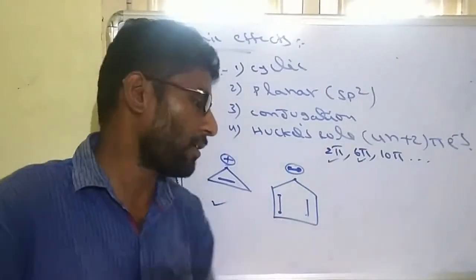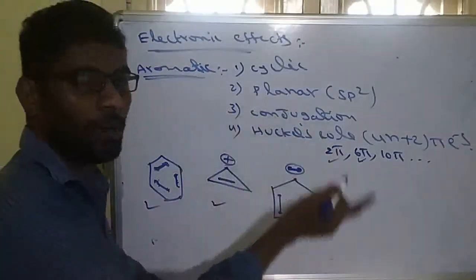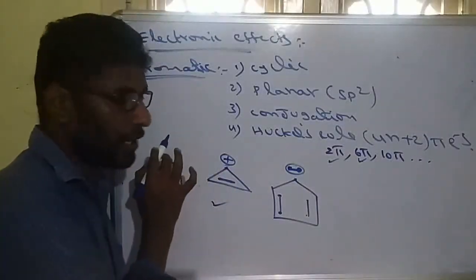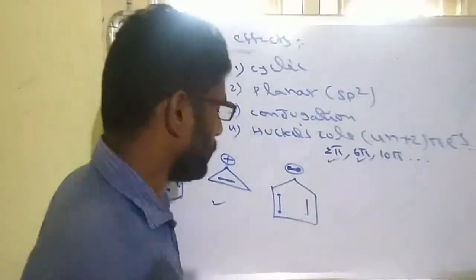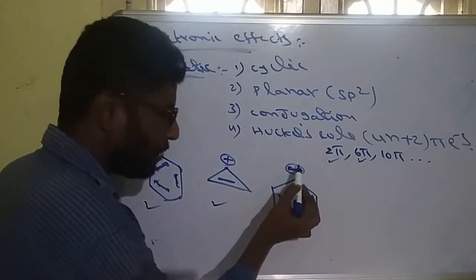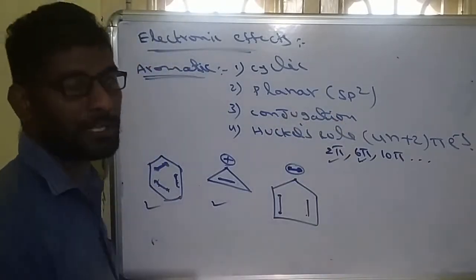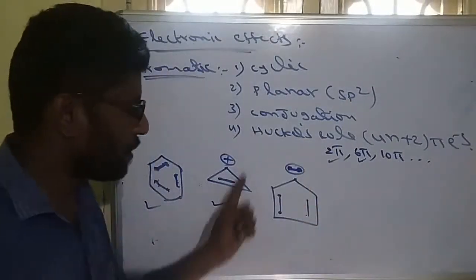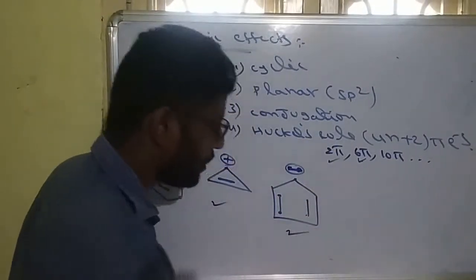So total 2 electrons. Positive means 1 electron lost, so its own electron is also lost. So it should be 0 electron. It should be 2 electron. So negative charge equal to 2 electrons. So this is nothing but lone pair. This lone pair we can also count as a pi electron. So 1, 2, 3, 4, 5, 6. So total 6 electrons means it is also aromatic.